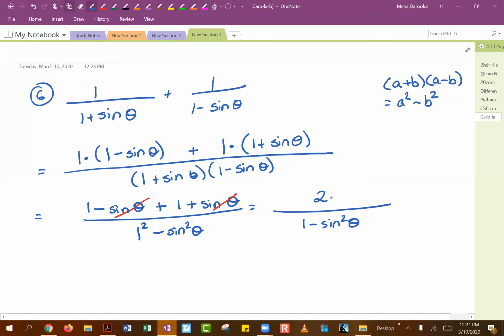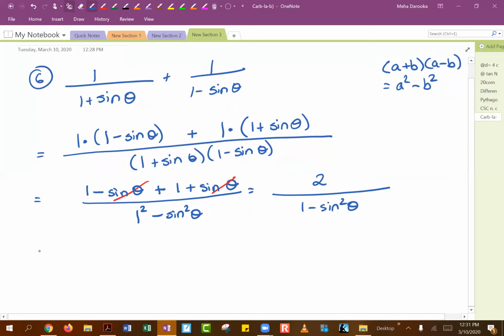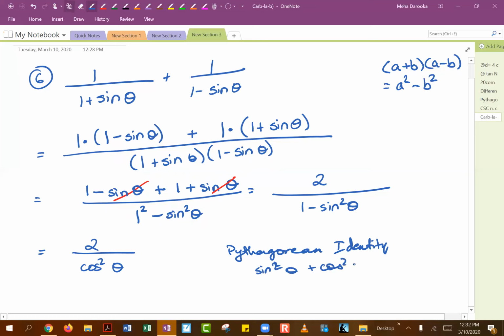What can we do on the denominator? Yeah, because this is again the Pythagorean identity. So that will become your cosine squared theta, because again, you're using the property, your Pythagorean identity, which is sine squared theta plus cosine squared theta equals 1. So basically this time you are subtracting that sine squared theta.